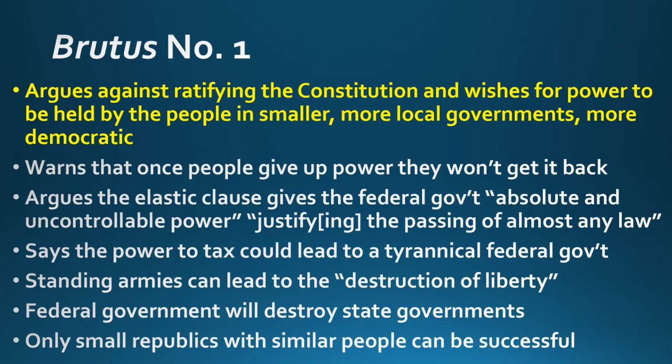So again, you see he would have preferred something like the Articles of Confederation. He predicts that federal governments will eventually destroy state governments, and he points to the historical fact at that time, which is that only small republics have ever been successful. And so whereas Madison wants a large republic with diverse people, he prefers a smaller democracy with people who are similar to themselves.